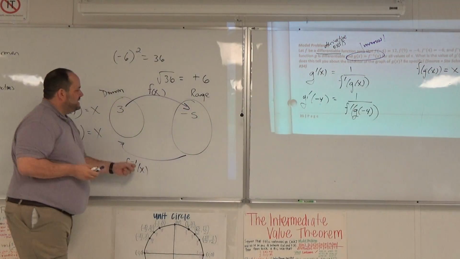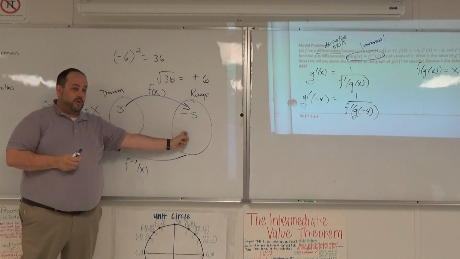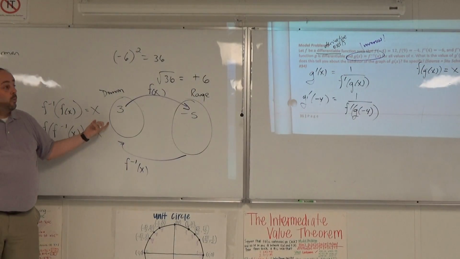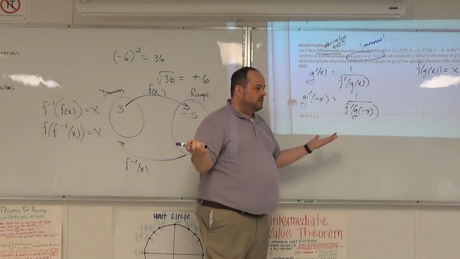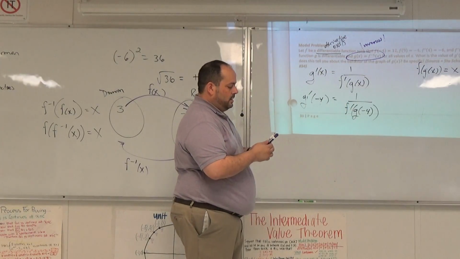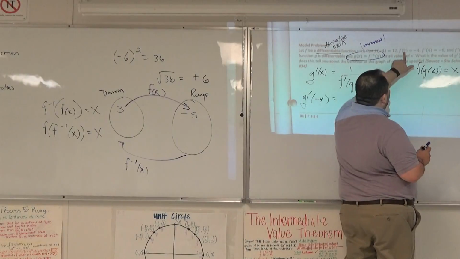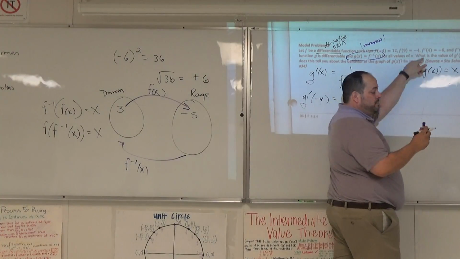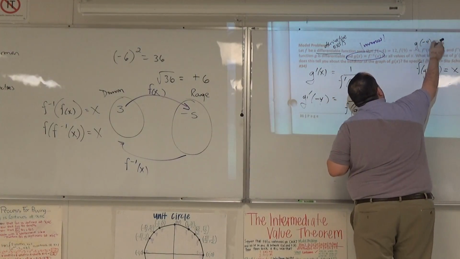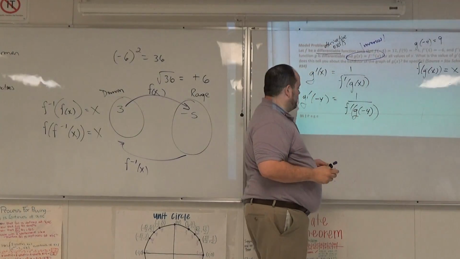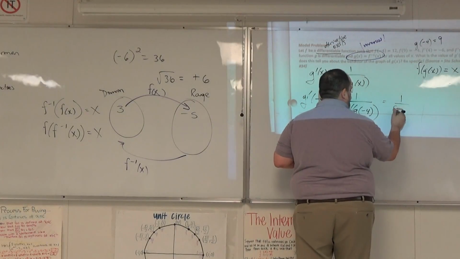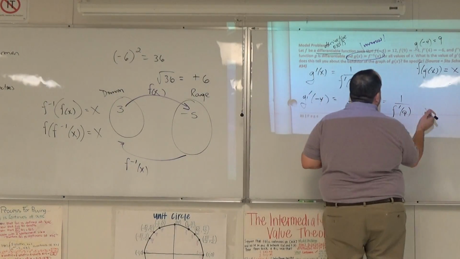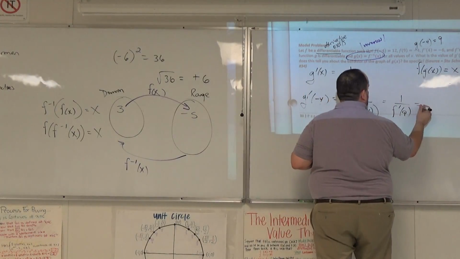Remember the beans? f sends domain over to range. The inverse sends range back over to domain. What's g of negative 4? Where did they give it to you? Myra, where did they give it to you? If f of 9 equals negative 4, 9 is the input, negative 4 is the output, g of negative 4 is going to be 9. So what you've got here is 1 over f prime of 9. Hey, good news. We know what f prime of 9 is. f prime of 9 is 3.